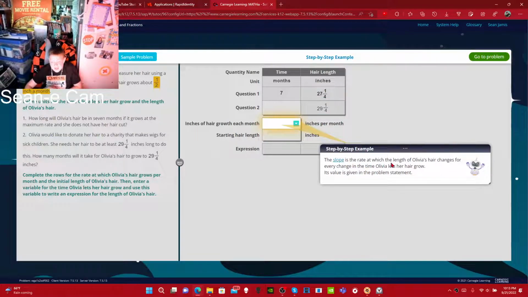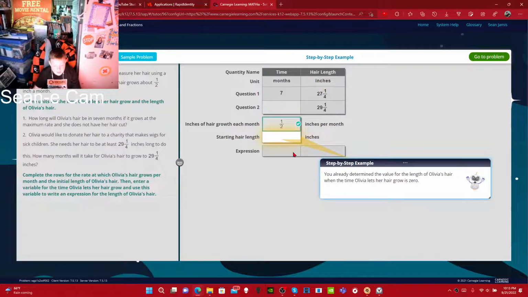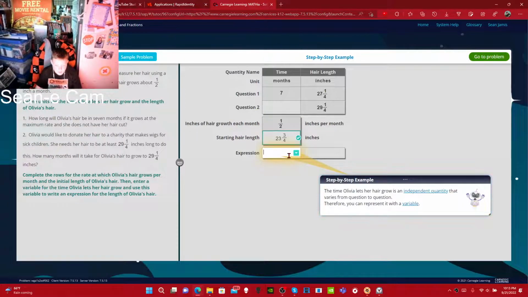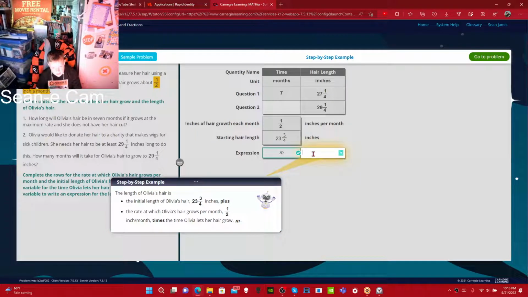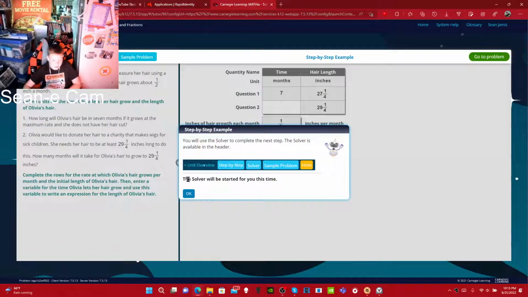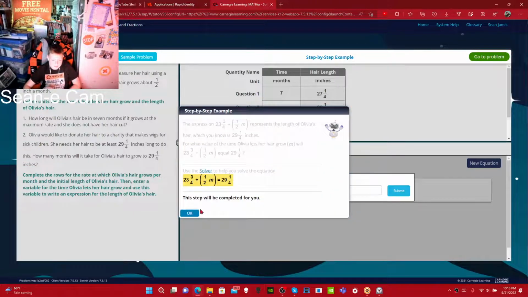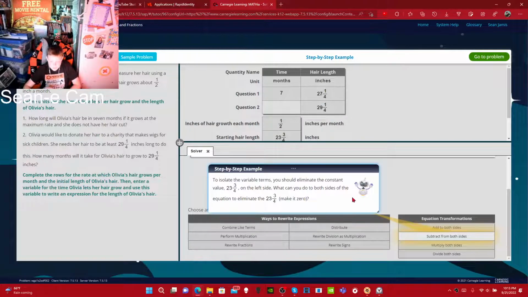And the slope is the rate at which the length of Olivia's hair changes for every change of the time Olivia lets her hair grow. Its value is given in the problem statement. Okay. So you have to do month, and then we do the starting hair length, which is 23 and 3/4. Then you define a variable. We'll do m since it's the beginning. Then essentially kind of the problem we are doing. So we'll do 23 3/4 plus 1/2 times m. And I'll have to do this all in the next step. Okay, I guess that will be filled in for us.